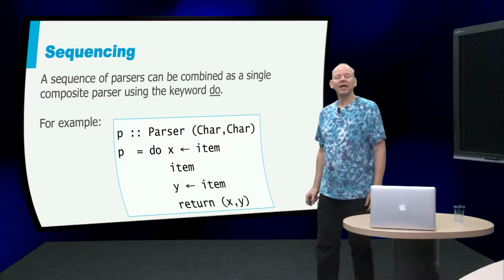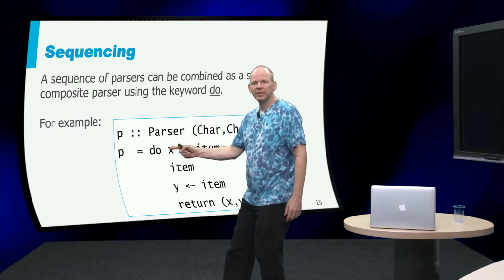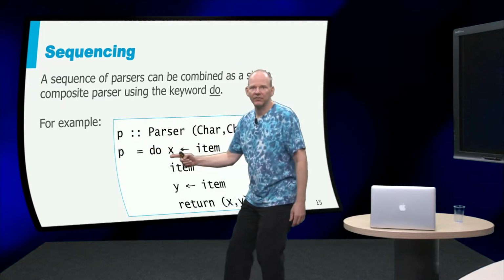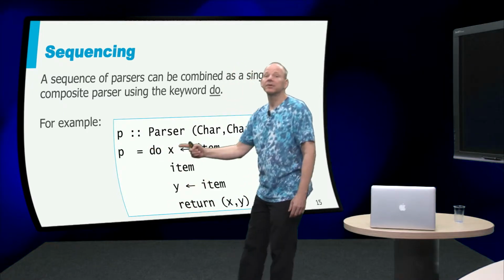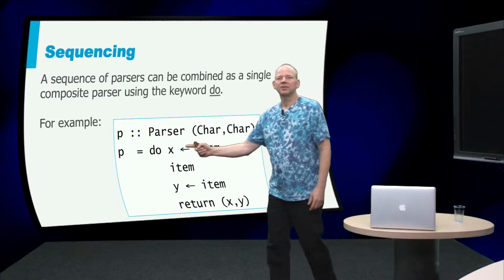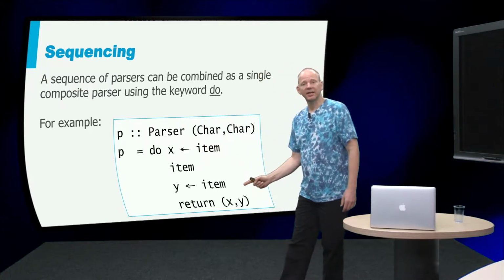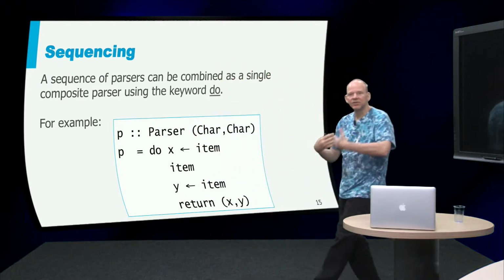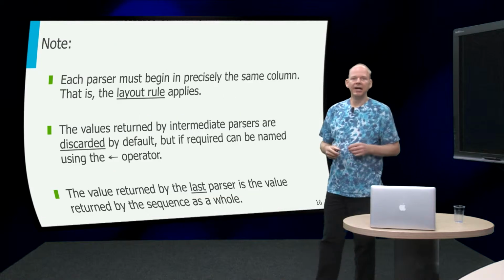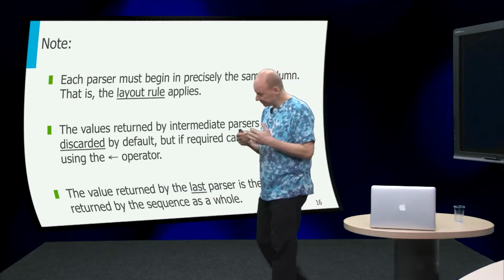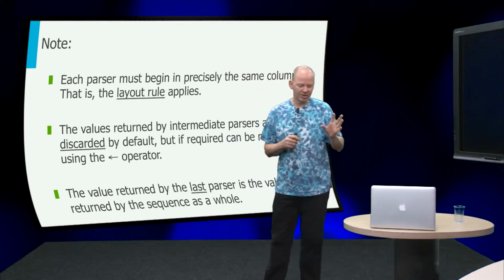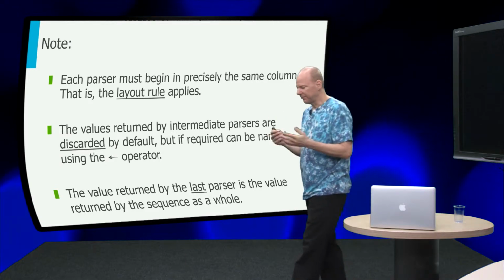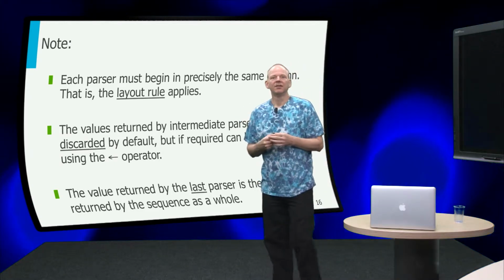Now, if you look at this code here, remember that we talked about the layout rule. So all these things here must be lined up really nicely. You can also put curly braces and semicolons in here. That's actually what I usually do when I use the do notation, because then it looks even more like imperative code. And as we already showed, if you don't put this kind of left arrow in there, then the parser is called, but the result is discarded.